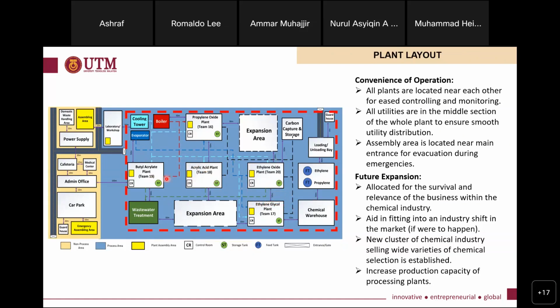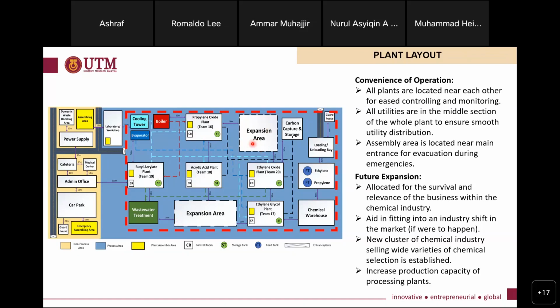So the future expansion is allocated for each team and the plant for the purpose of business expansions, where maybe a new cluster or more volume of chemical is required, and this will help in increased production capacity of the plant. And the buildings in the plant area are single story, which helps cut costs, provides flexibility in layout and production routing, and also requires less supervision.